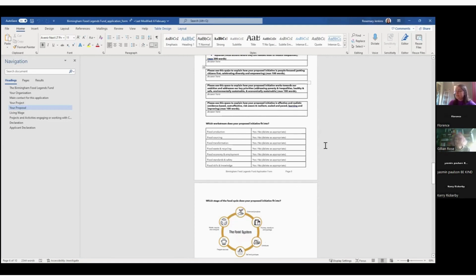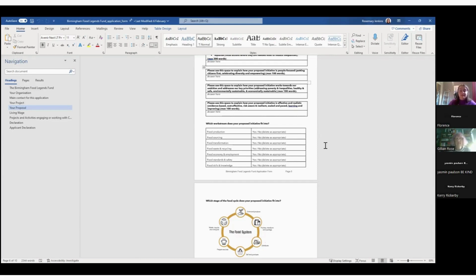And then use this space to explain how your proposed initiative is effective and realistic, so evidence-based, cost-effective, risk-aware and resilient, scaled and paced, and learning and improving. So that's things like what's the evidence, how have you shown that you've seen what the evidence is and come to this conclusion. So tell us why you think it's needed, how it's cost-effective. Are you helping communities be more resilient?